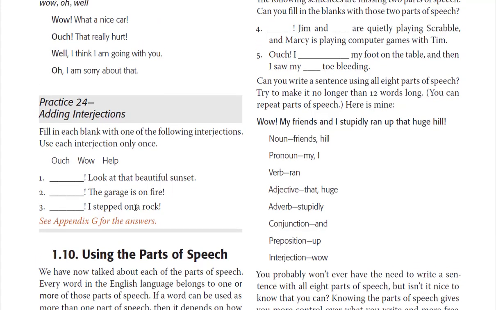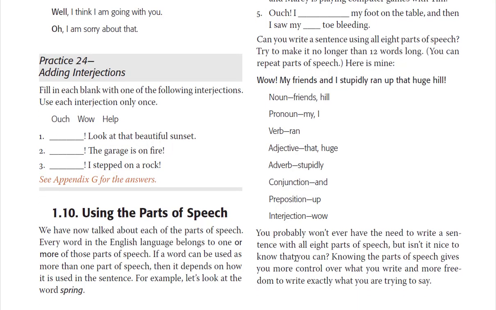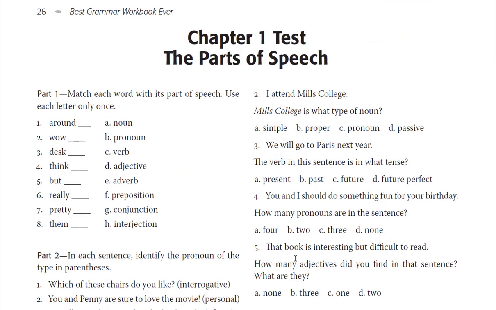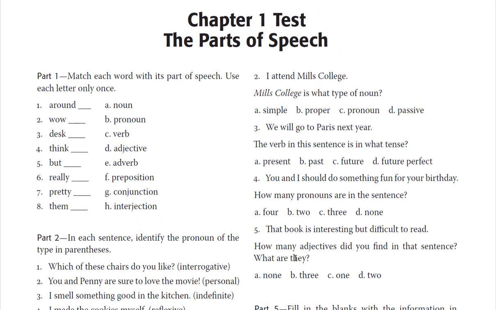So using parts of speech. You have noun, friends and hill, pronoun, my and I, verb, ran, adjective, huge, adverb, stupidly, conjunction, and, preposition, up, interjection, wow. So that's it. That's chapter 1, and that's it for this video. I'm only going to do chapter 1, which is the parts of speech. Now that I've gone over chapter 1, you should be able to do this chapter 1 test like the back of your hand. So let's go over it.